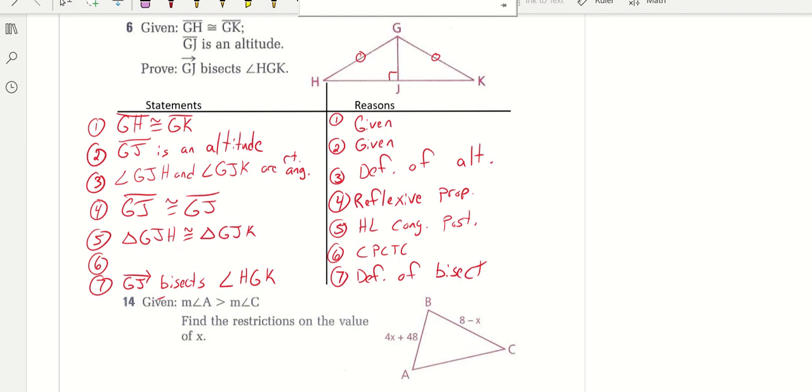If angle HGK has been bisected, that means HGJ must be congruent to angle KGJ. So angle HGJ is congruent to angle KGJ. That is still corresponding parts of congruent triangles are congruent. So yeah, just learn from my mistake and read carefully, go slow, check and double check your work.